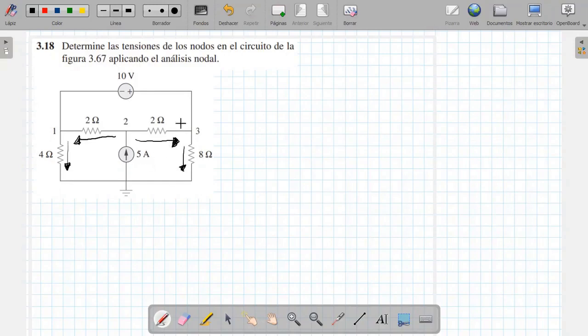Good. Another thing we have to notice is this voltage source that is connected between point 1 and point 3. It is a voltage source connected between two nodes. That's a supernode. It means that this entire point, which is this one, can be taken as a single point.